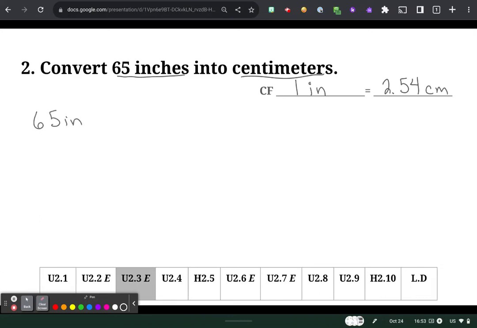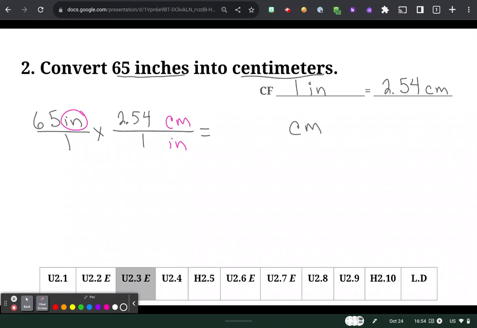All right, then I start setting it up. 65 inches over 1. And again, because there's only one conversion factor I'm going to use, I only need one spot for it, and I'm going to end up with some number in centimeters. Since inches are here, I need inches on the bottom. And then I'm going into centimeters. So I look at the inch number, and I take the number that's in front of inches in my conversion factor. Same thing with centimeters.